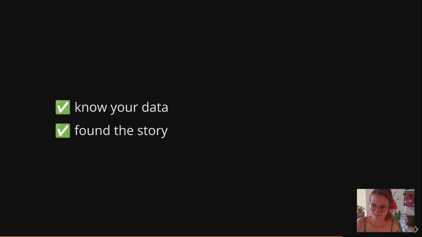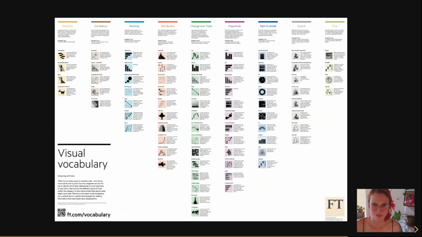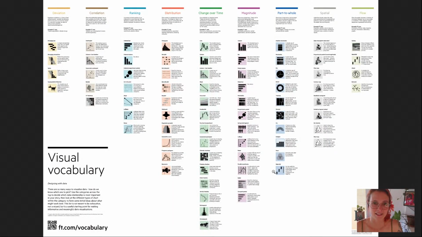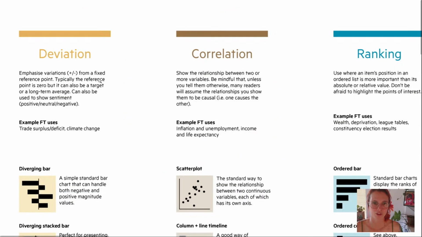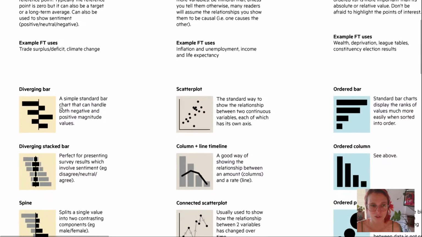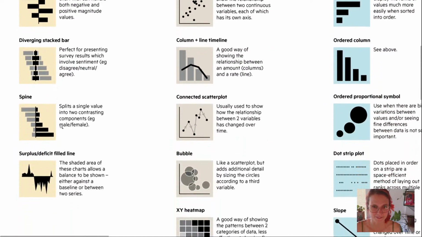Okay, if there is one tool I want to leave you with after we're done here, it's the visual vocabulary from the Financial Times. This is a magnificent poster because it will show you all the usual and unusual charts that are used in the news, at least. And it will explain to you in what situations we use them. And it also gives you alternatives.